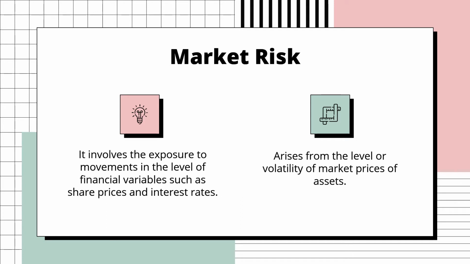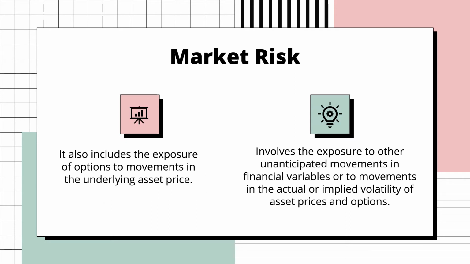Market risk involves the exposure to movements in the level of financial variables such as share prices and interest rates. It arises from the level or volatility of market prices of assets. It also includes the exposure of options to movements in the underlying asset price. Market risk involves the exposure to other unanticipated movements in financial variables or to movements in the actual or implied volatility of asset prices and options.